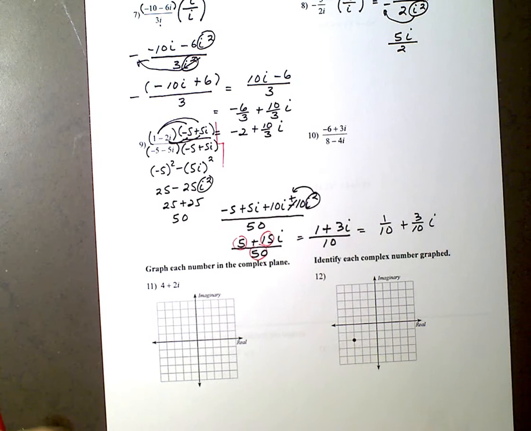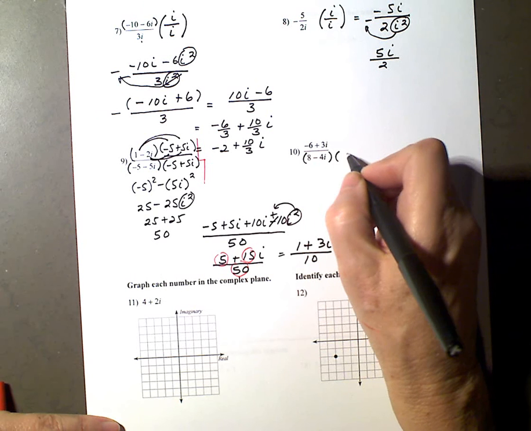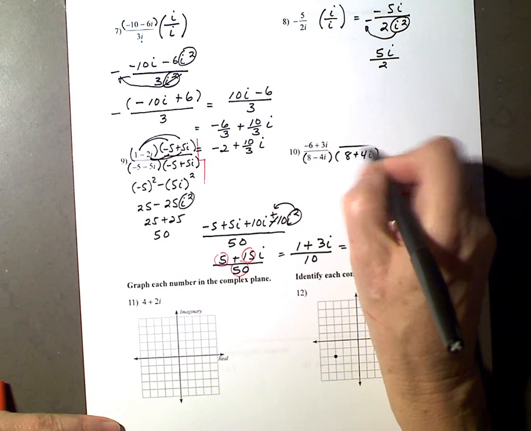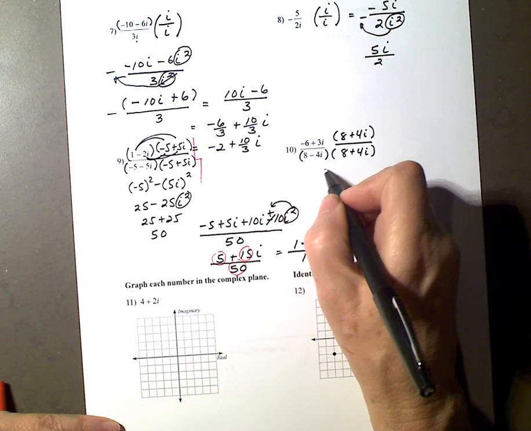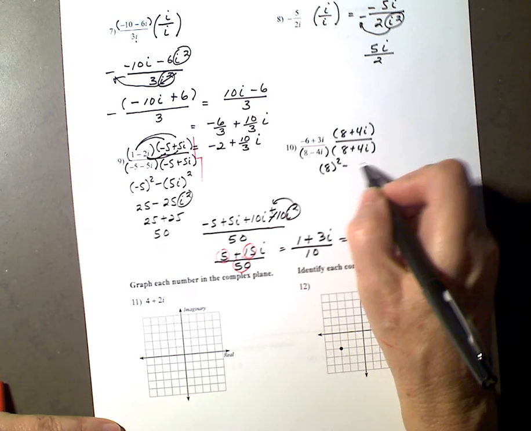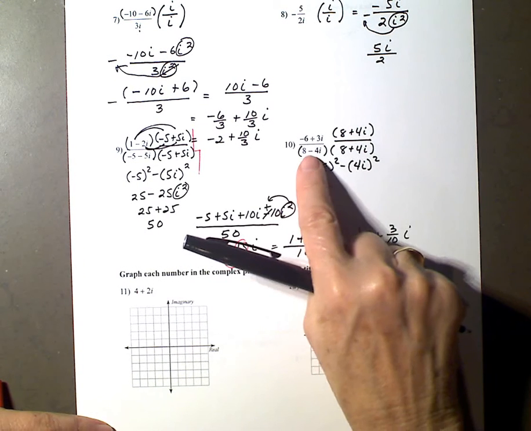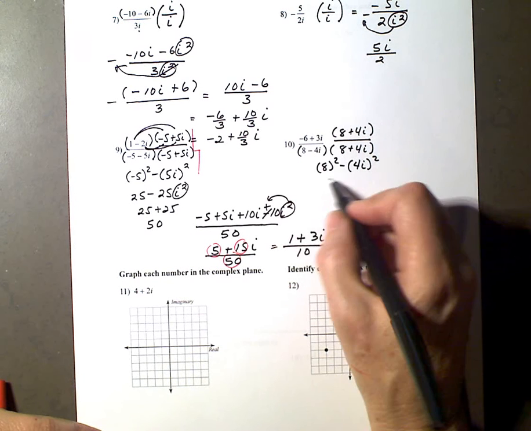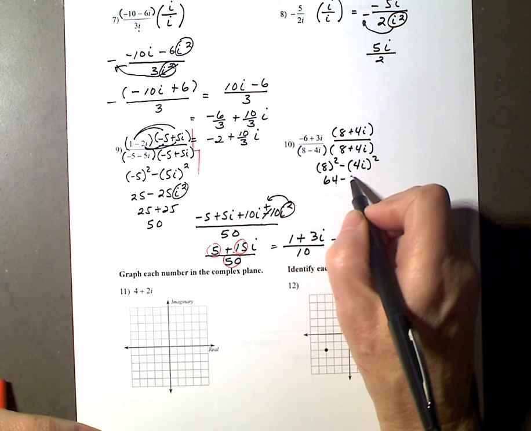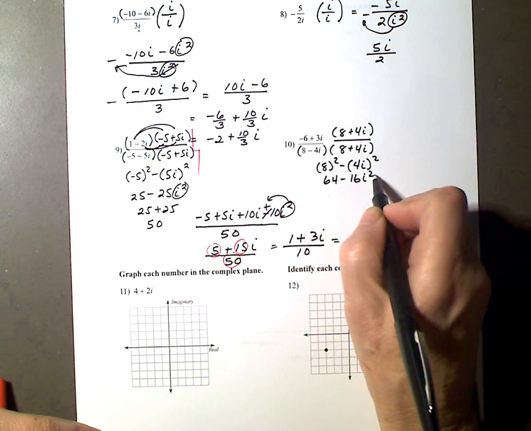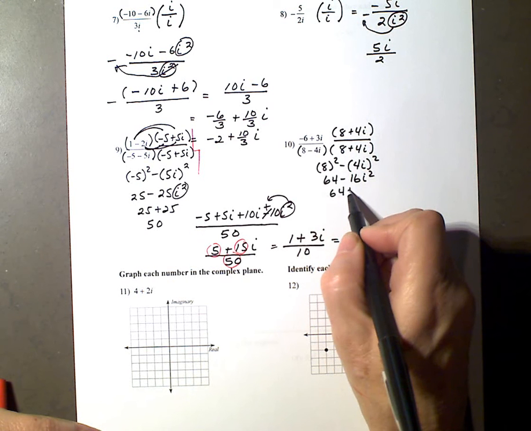Okay, and number 10, oh boy, we got the same thing to do. At least we have more room. 8 plus 4i. So I'm multiplying by 1 in the form of conjugate over conjugate. Again, in the denominator, I'm going to get the first term squared minus the second term squared. Should be 64 plus 16, but let's just work it out. So 64 minus 16i squared, which is going to be 64 minus negative 16, or 64 plus 16, which is 80.